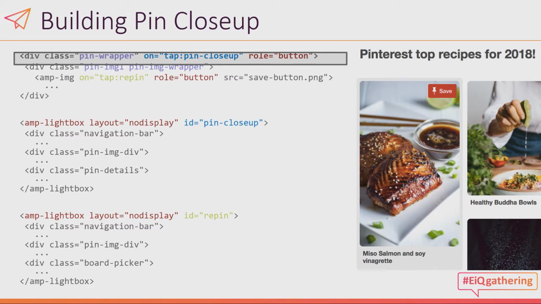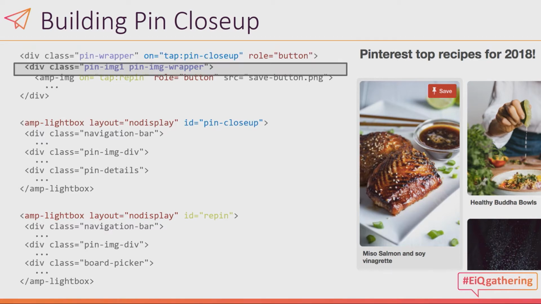Where AMP starts coming in is with this next bit, this blue bit, on equals tap colon pin close-up. So what that tells AMP is that when I tap on this object, it should trigger the element with the ID pin close-up. So very simply, it's a really simple directive, and that's all it does. All it can do is tap, and then it triggers an already hidden element. Let's talk about what that element is.